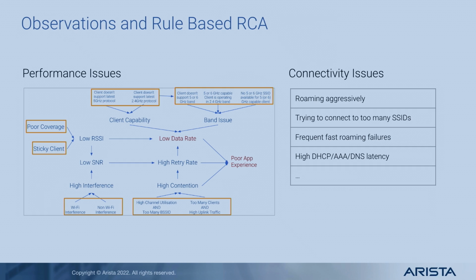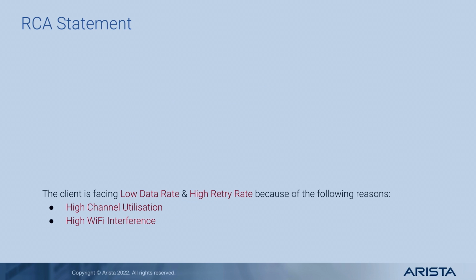And for a given client, you can do both performance issues that we saw and also connectivity issues, like is the client roaming aggressively? You can look at all the client connection logs and try to understand that. Is it trying to connect to too many SSIDs, or frequent fast roaming failures, or is there high DHCP, AAA, DNS latency? So you can do this for a client. This is what a typical statement would look like. Like, the client is facing low data rate and high retry rate because of the following reasons. And to make it better, right?